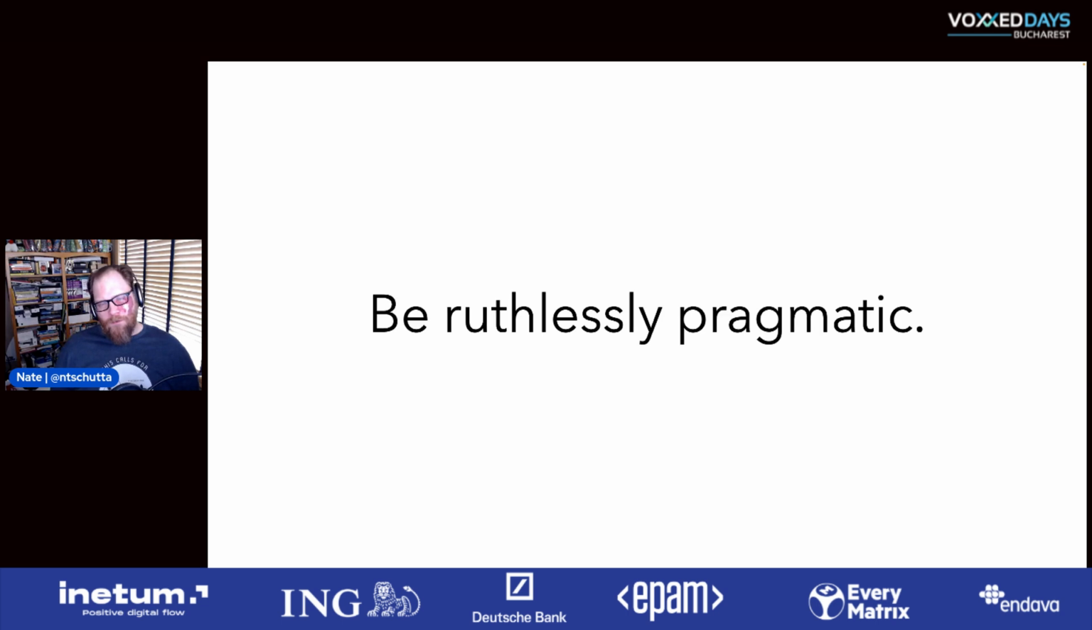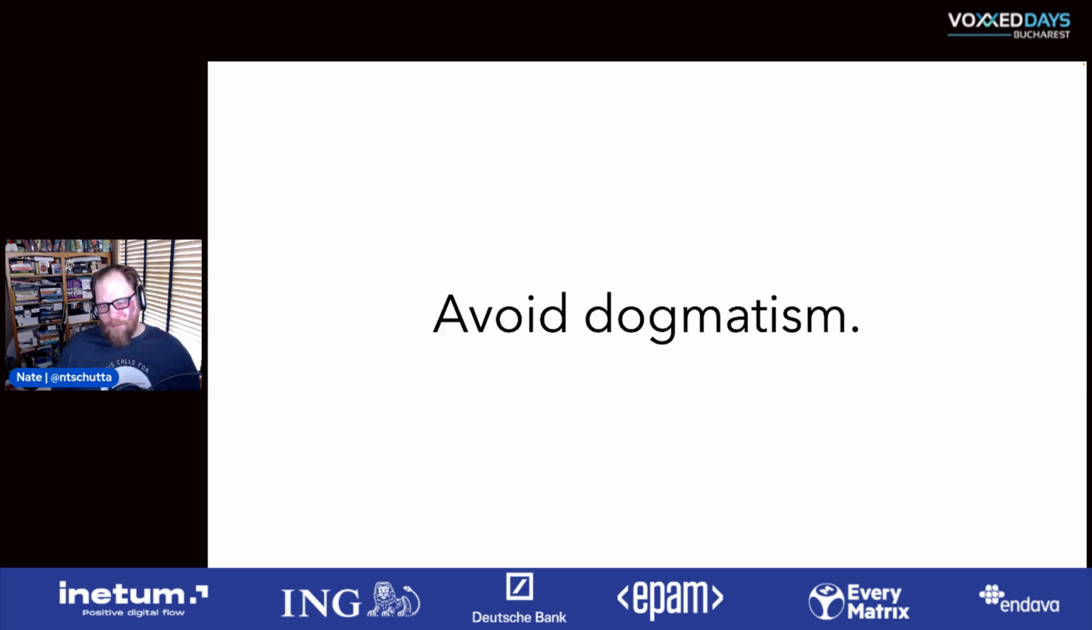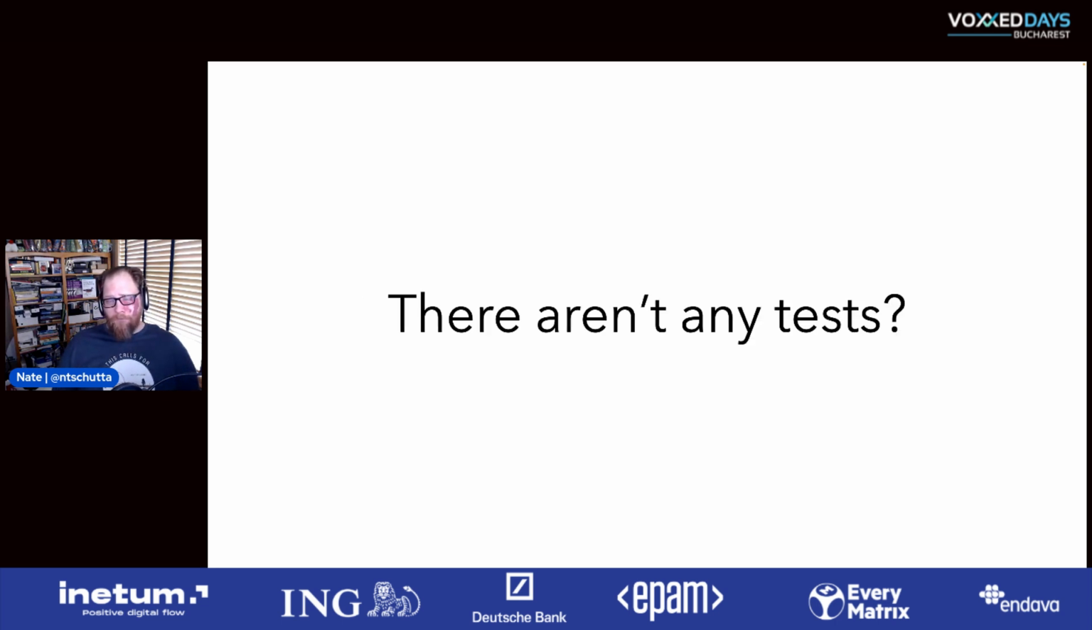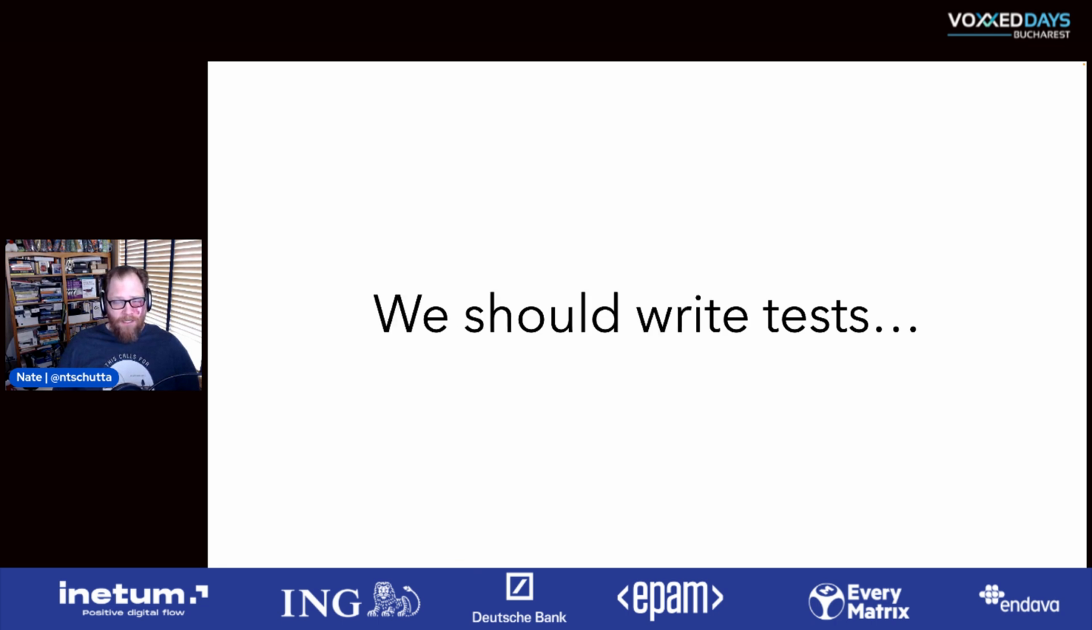In software, we need to be ruthlessly pragmatic. We cannot afford dogmatism. We should not have a formulaic approach. This is a lesson I learned from a dear friend of mine who passed away a couple of years ago, did a lot of agile consulting. And he was helping this team out. And his first reaction to their ginormous C code base was, oh my gosh, you guys don't have any tests. This is a problem. We should write some tests.